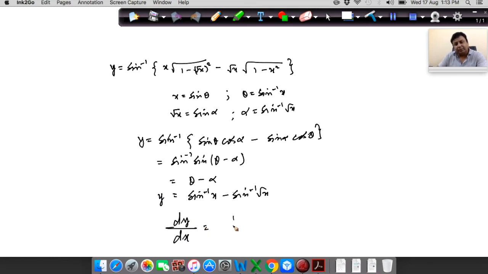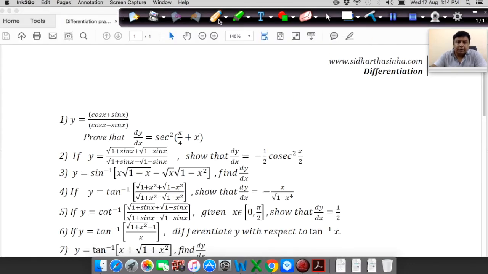So dy by dx will be 1 upon under root of 1 minus x square, minus 1 upon under root of 1 minus root x square, which is x. But because of root x, you have to do the chain rule. Root x when differentiated is 1 upon 2 root x. So you multiply this, keeping 2 outside, and that will be your final answer. So next question is fourth. Here you put x square equals cos 2 theta and use 1 plus cos 2 theta.